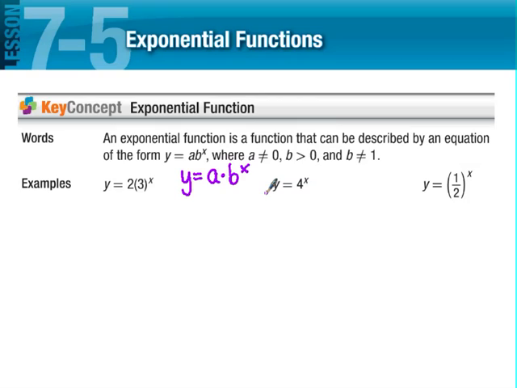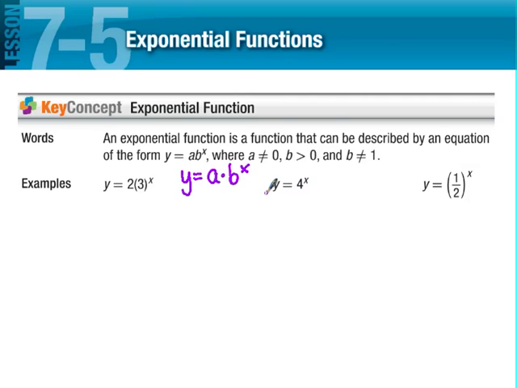A lot of people think it's ab to the x power. It's not. A is by itself. A is on an island by itself. B to the x is on another island. A cannot be 0 because if A is 0, what do you know about the whole function? It's 0. B has to be bigger than 0, which means it has to be positive, and B can't equal 1. So these are some characteristics that the exponential function has to follow.